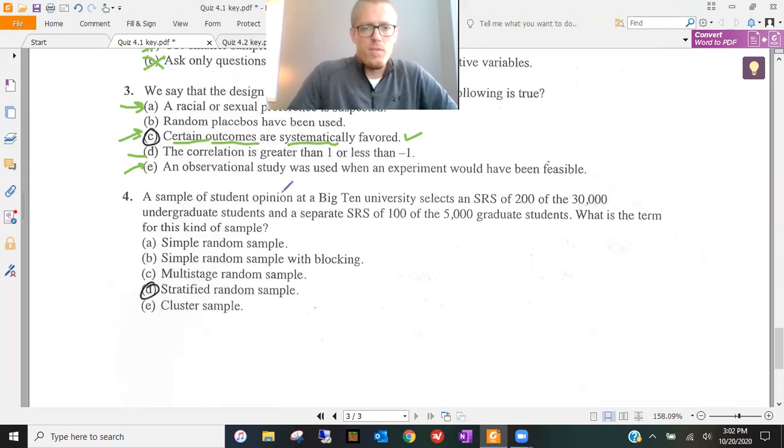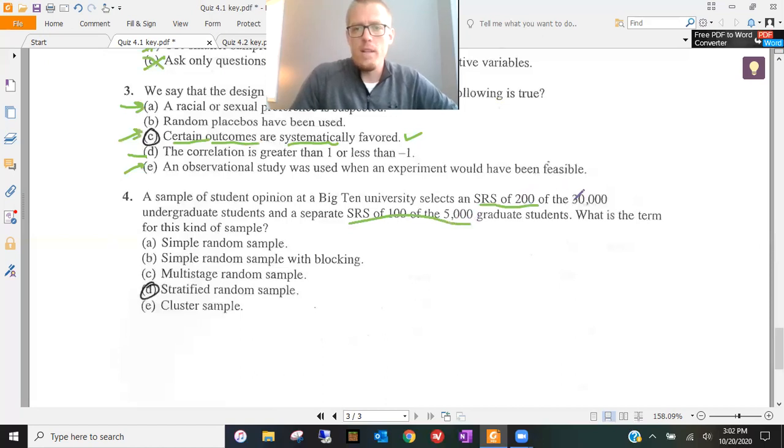Number 4, a sample of student opinion at Big Ten University selects a simple random sample of 200 of the 30,000 undergraduate students and a separate SRS of 100 of 5,000. What is the term for this kind of a sample? Very similar to the question we looked at earlier. We are only picking certain amounts, certain proportions of both of the groups.